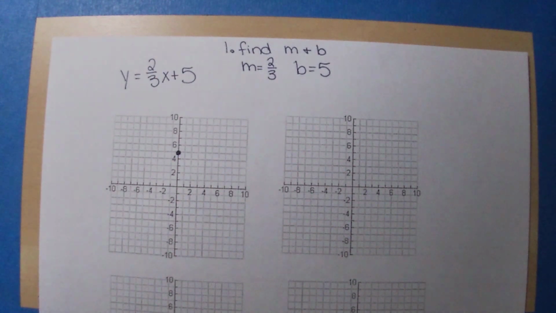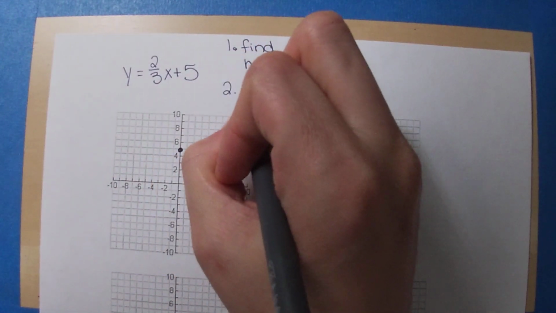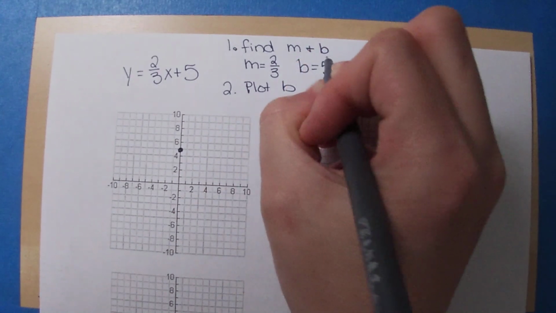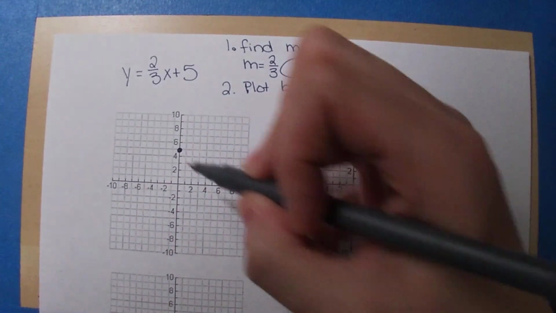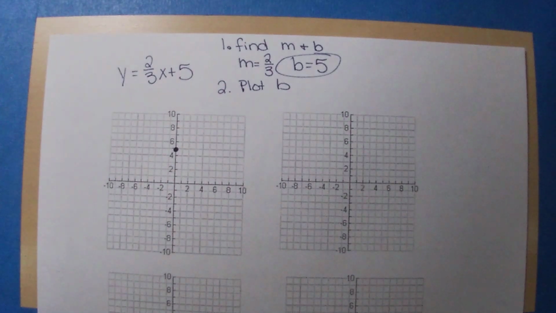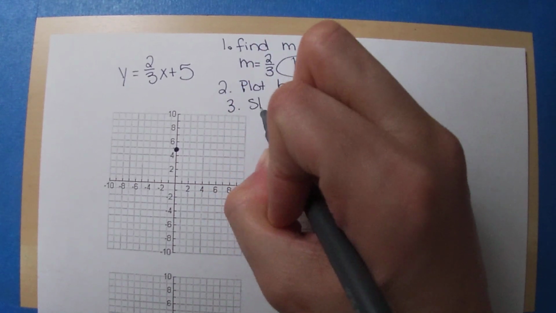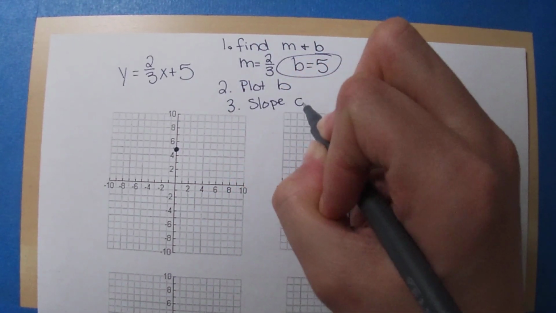And then from there, I am going to go with my slope. So my next step, I'm plotting my b. We said this was the y-intercept. So I'm going on my y-axis, I'm plotting my b. My next step is going to be to have my slope as a fraction.